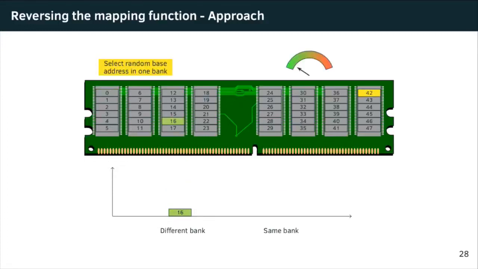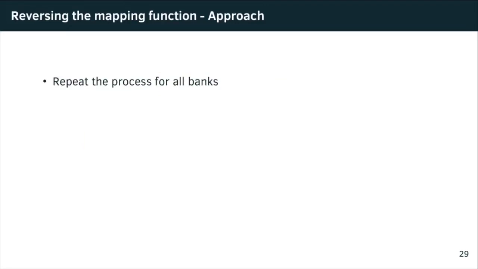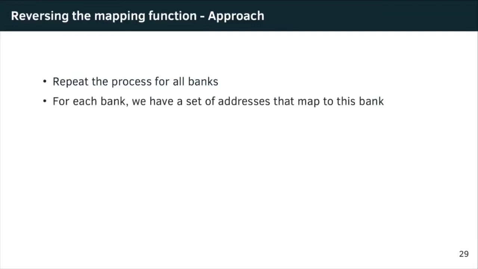And then we choose another random base address and do this again over and over, and we again see addresses that map to the same bank have high timing, different banks, low timings. And we can do that for all the banks we have in the DRAM. We choose random base addresses from every bank and then find addresses that map to the same bank using those timing differences. And then we have for each bank a set of addresses that map there.